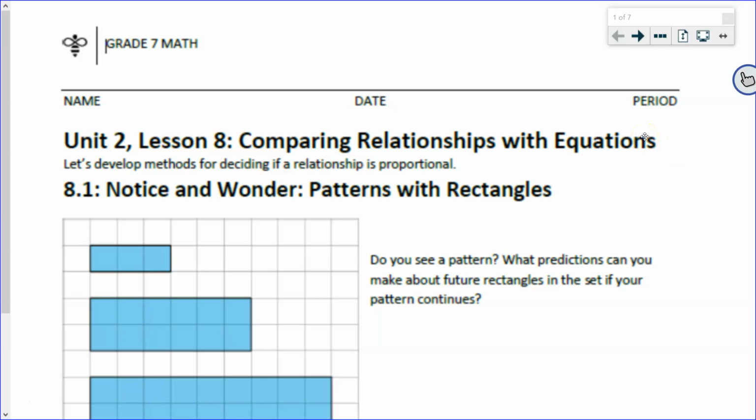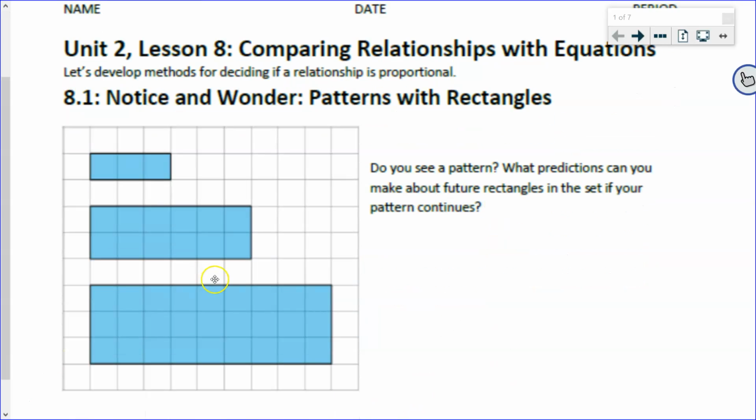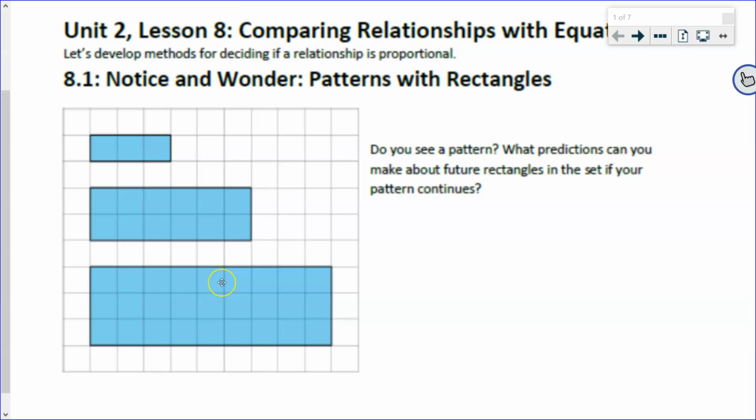You will see that we are going to be utilizing some tables here to help us with those equations, but our focus is on the equations and just comparing those equations. To get started today, though, we do have a quick warm-up, notice and wonder, and we have these patterns here with the rectangles. So, online learners, you should pause the video now, give yourself a second to write down the things that you notice before moving on and writing down the things that you wonder. Pause the video now.